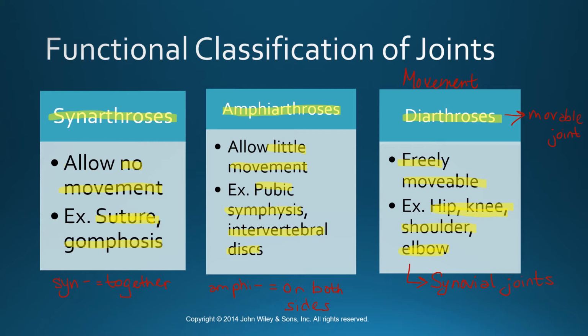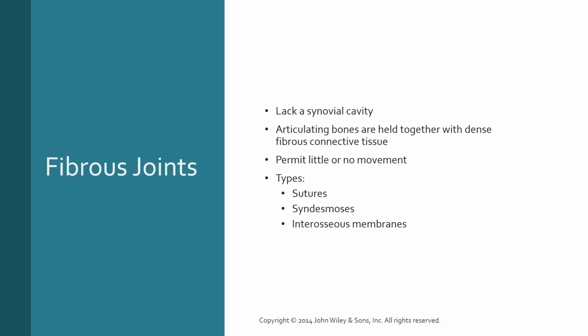They have a variety of shapes and they permit several different types of movement. So firstly, we'll talk about fibrous joints. Just like I stated before, they lack a synovial cavity, and the articulating bones are held very closely together by dense, irregular connective tissue. So they permit very little, pretty well like no movement.